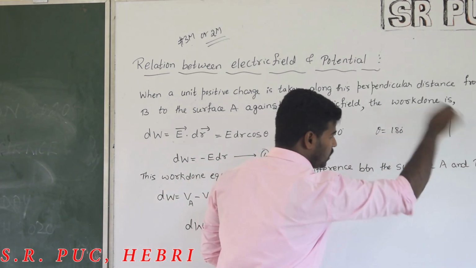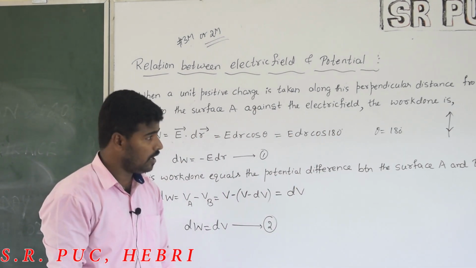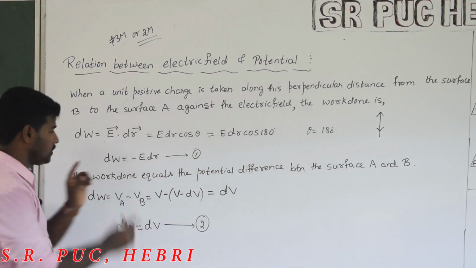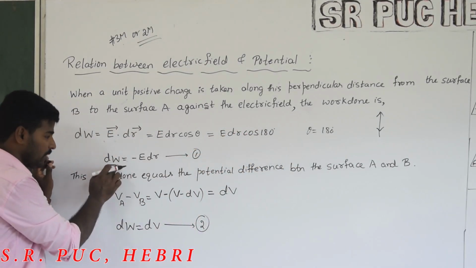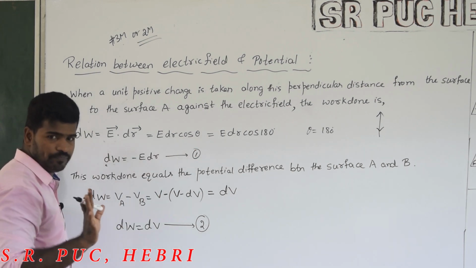The electric field direction is written like this, and the 1 coulomb of charge is moving in the opposite direction. Hence the angle between them, theta, is equal to 180 degrees. Cos 180 will be minus 1. Therefore, the change in work done, dW, is equal to minus E dr, be the equation number 1.